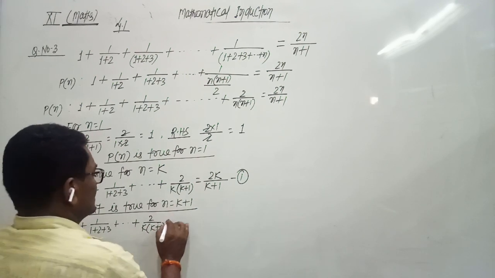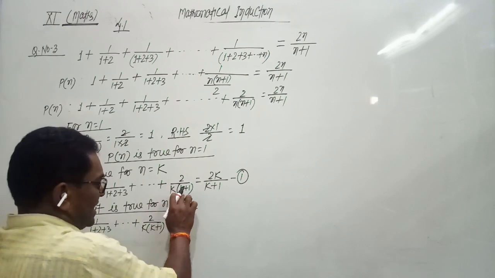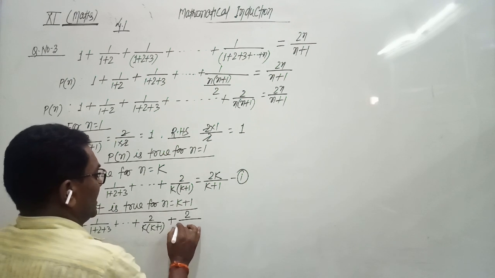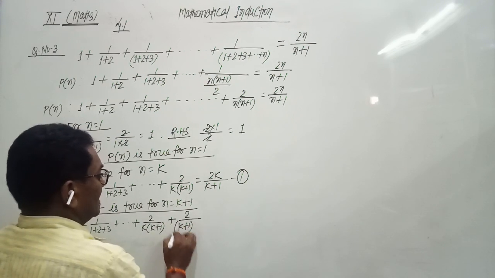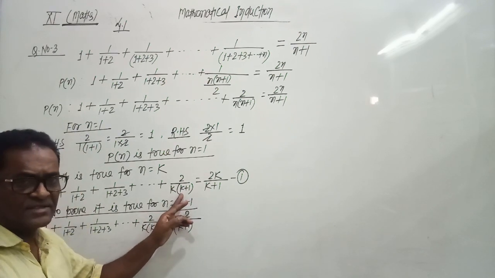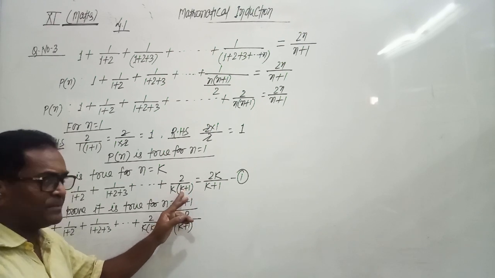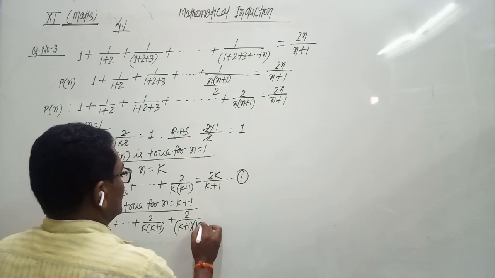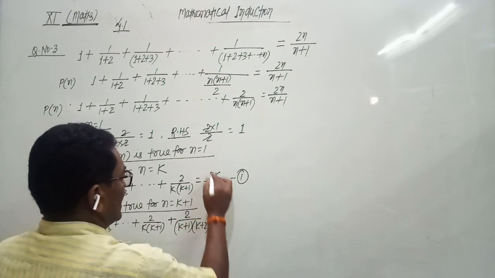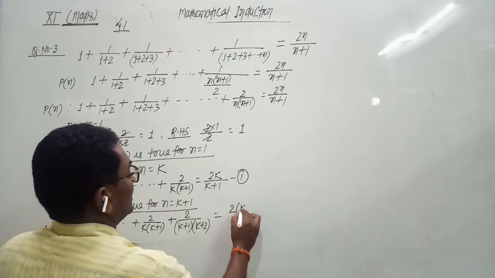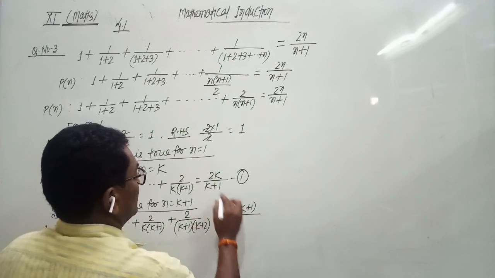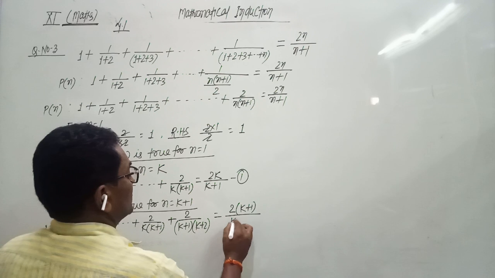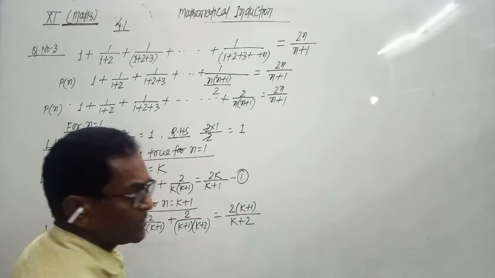And for k plus 1, we replace k by k plus 1. So it becomes 2 upon, at the place of k, we will write k plus 1. Here again at the place of k, we will write k plus 1. Then it becomes k plus 1 plus 1, means k plus 2. And on the right side also we will write k plus 1 at the place of k. So 2 into k plus 1, here k plus 1 plus 1, we get k plus 2.